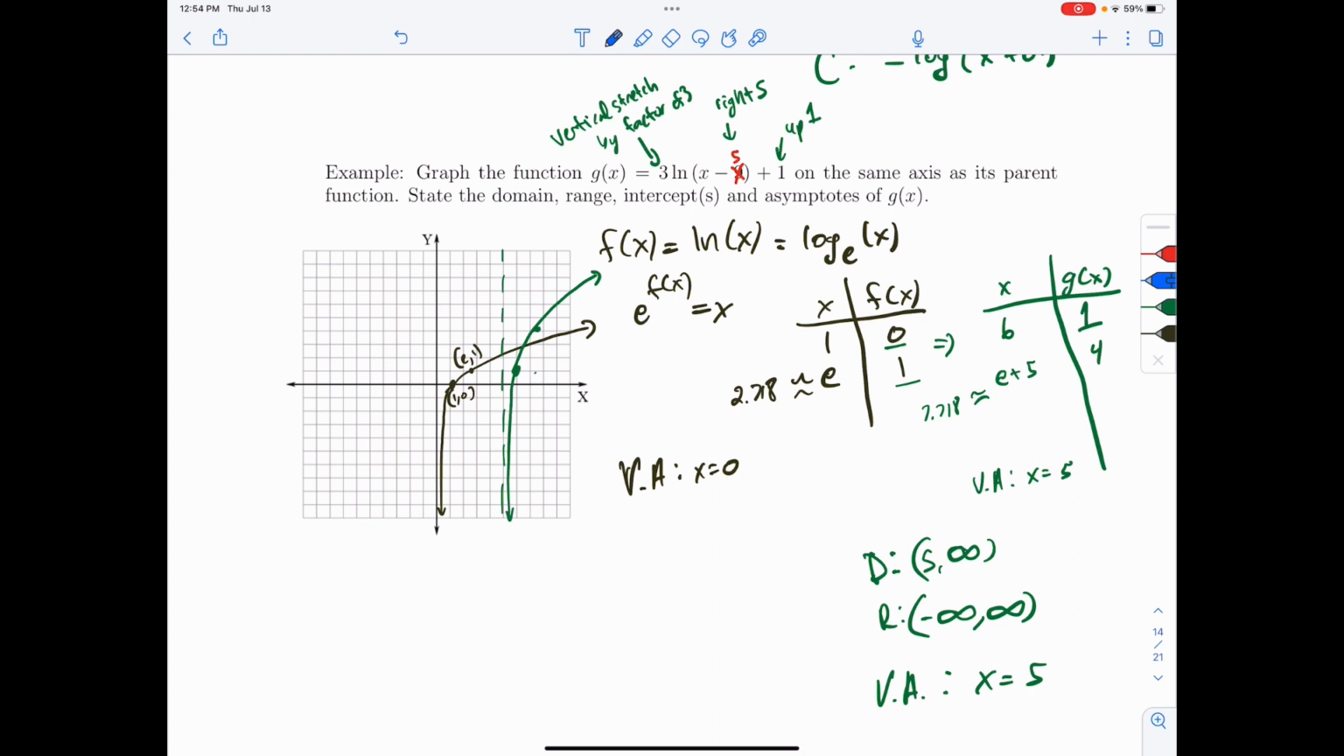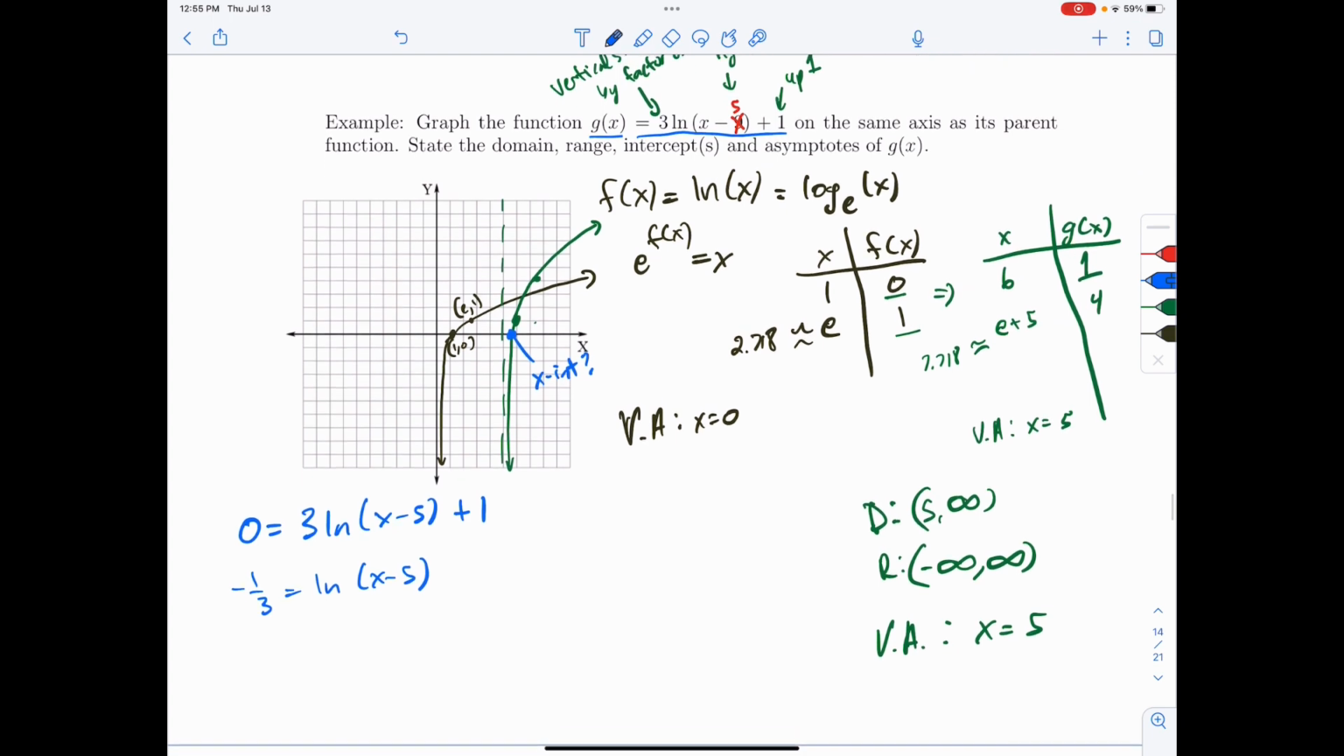One thing to mention, which this question doesn't ask, but let's find what that x-intercept is. How we're going to do that is take the original function, g of x up here, and to find the x-intercept, I make g of x 0. So we're going to say 0 is equal to 3 ln of x minus 5, plus 1. To find the x-intercept, I have to solve this for x. So I'm going to subtract 1 and divide by 3. That allows me to convert this to an exponential function. The base is e, so e to the negative 1/3 is equal to the argument. Add 5 to both sides.